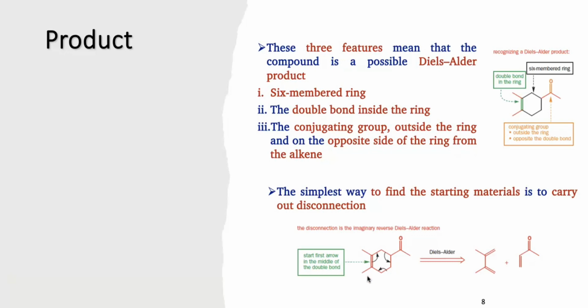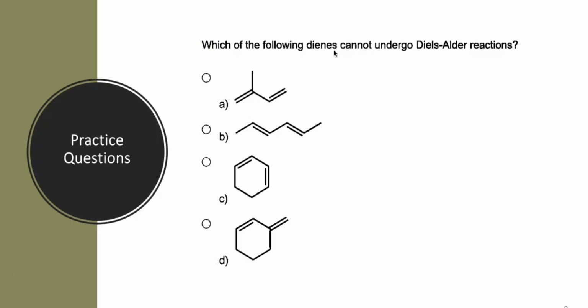Now we will be discussing some practice questions based on whatever we have discussed so far. Which of the following dienes cannot undergo a Diels Alder reaction? We have seen that the dienes should have an s-cis conformation for them to undergo the Diels Alder reaction. So, we can notice option D, because it is an s-trans conformation.